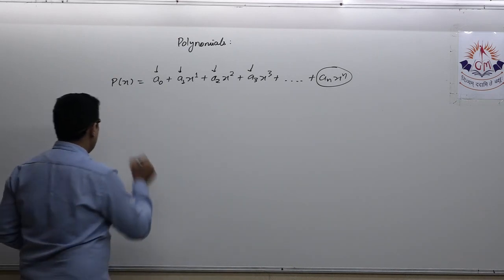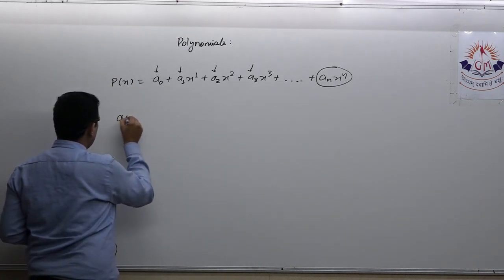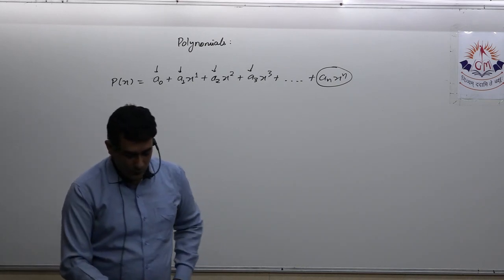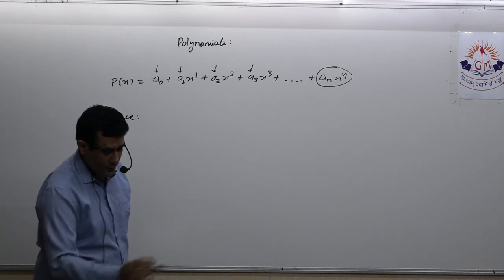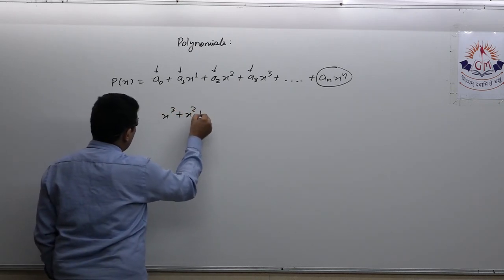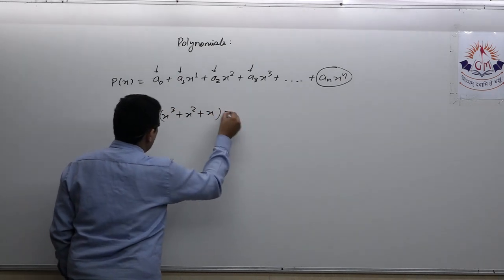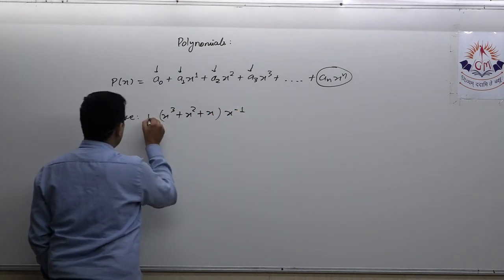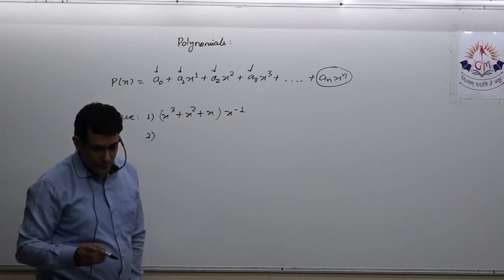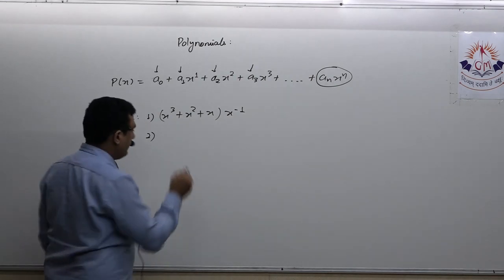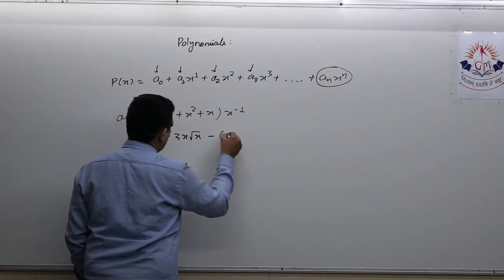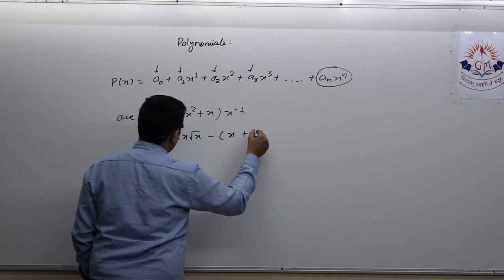So let us see one or two questions. We have to identify whether the given expression is a polynomial. From your material I am taking some questions. Suppose we have the expression x cube plus x square plus x, into x raised to minus 1. We have to identify whether it's a polynomial or not. Then let me take one more example: minus 3x root x minus x.